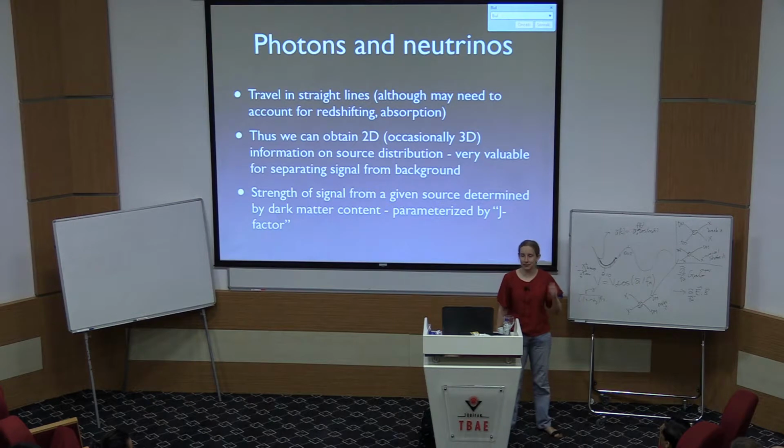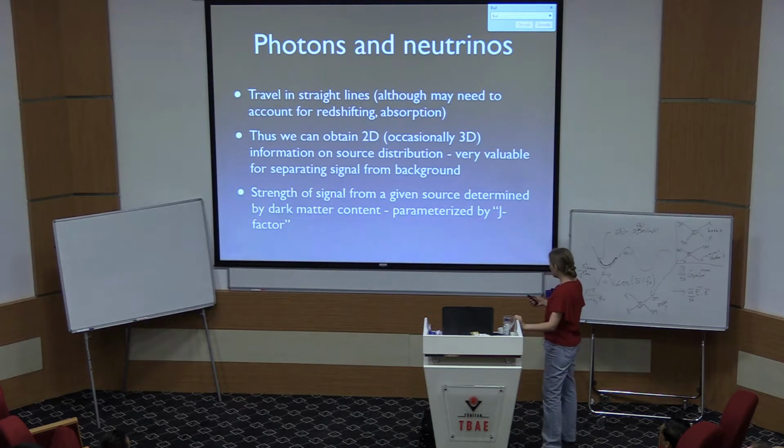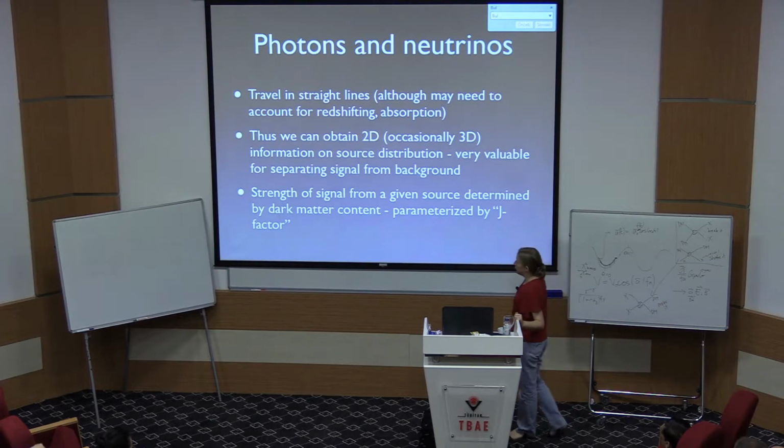This is very nice. It means that if you see a signal, you can identify where it came from, so you can point back to the source. So we can usually obtain 2-dimensional and sometimes 3-dimensional information on the source distribution, and that's a powerful way to try to separate signal from background. For charged particles, you don't have this advantage. As a consequence, the backgrounds are much harder to handle.